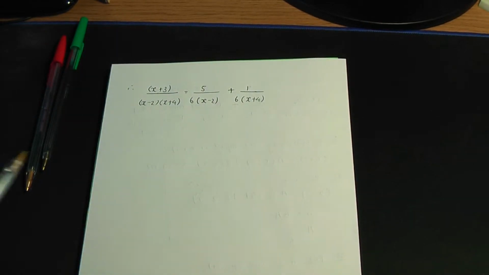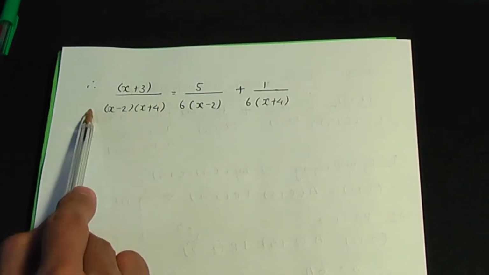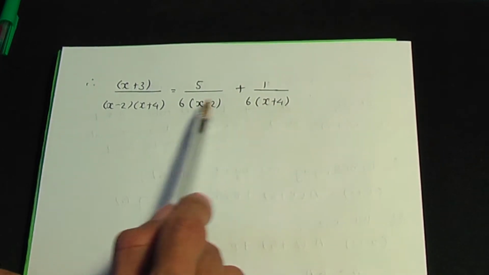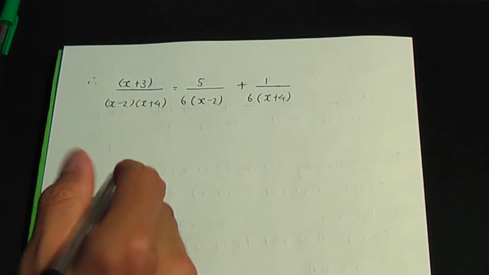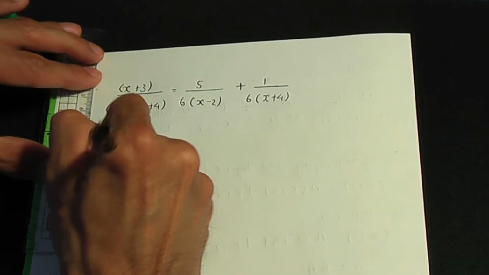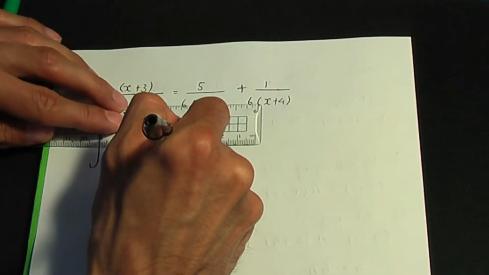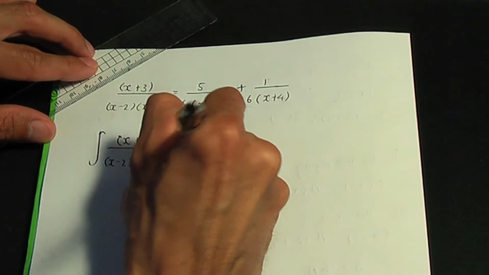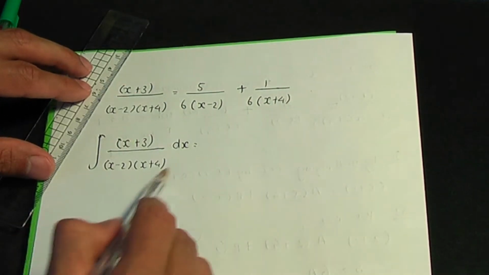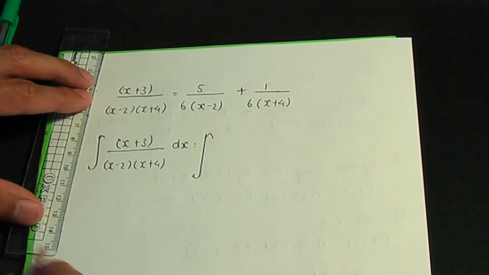This is useful for integration because instead of integrating this horrible fraction on the left hand side, I can integrate these two fractions separately with one of the results that we've seen in the previous video. Okay, let me explain. Instead of integrating this larger fraction, x plus 3 over x minus 2 times x plus 4 with respect to x, we can integrate these two terms separately.